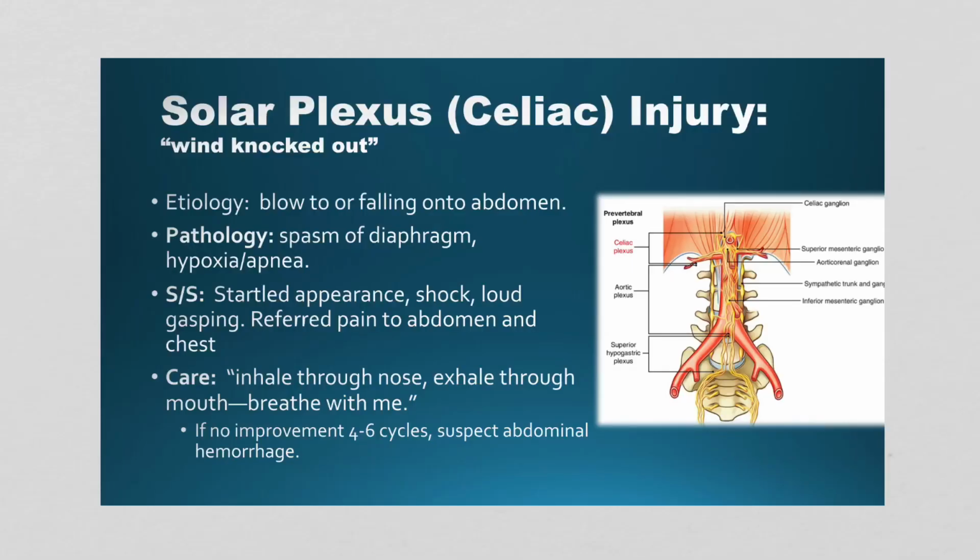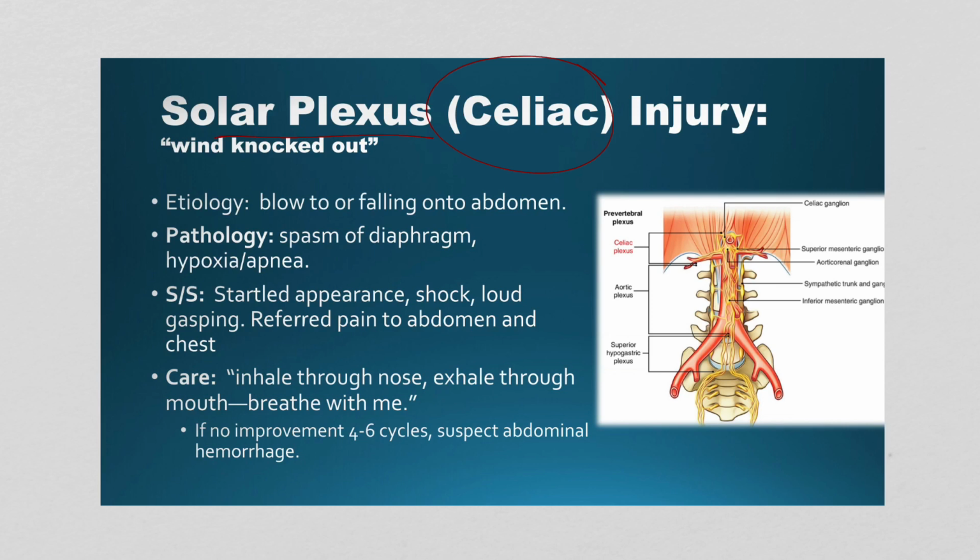So the next pathology that we often see in mostly sparring, boxing, kickboxing is what we call a solar plexus pathology, or really commonly termed a celiac injury. So the question might be on the exam, a celiac injury is also known as, and you could say, solar plexus injury, but this is quote unquote when the patient gets their wind knocked out of them.